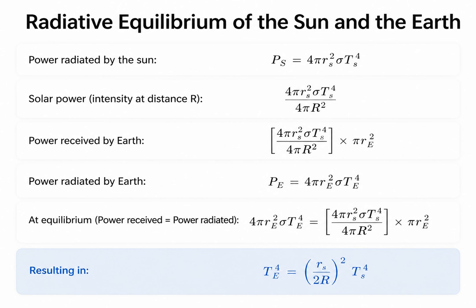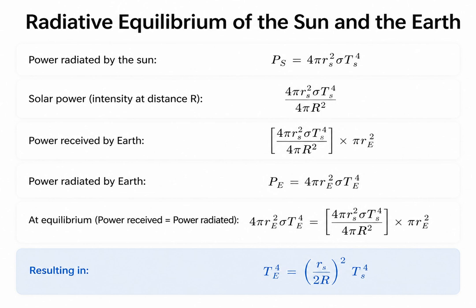The power radiated by the Sun is given by Stefan's law as 4 pi r squared sigma T to the fourth, where r is the Sun's radius and T is its surface temperature. As this energy spreads out spherically, the solar power or intensity at a distance r is this total power divided by the surface area of a sphere of radius r. The Earth intercepts a fraction of this power, equal to the solar intensity multiplied by the Earth's cross-sectional area, pi r squared.